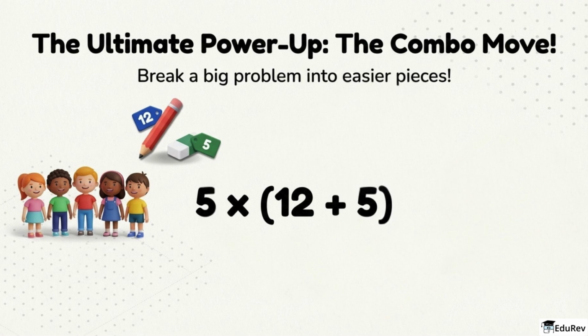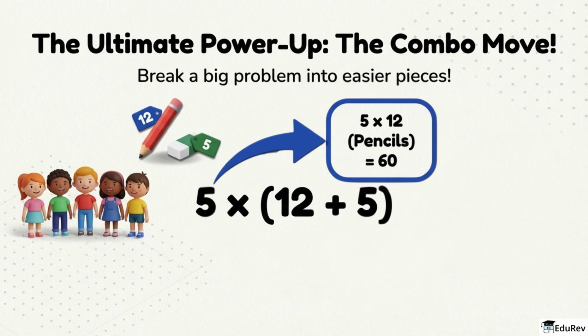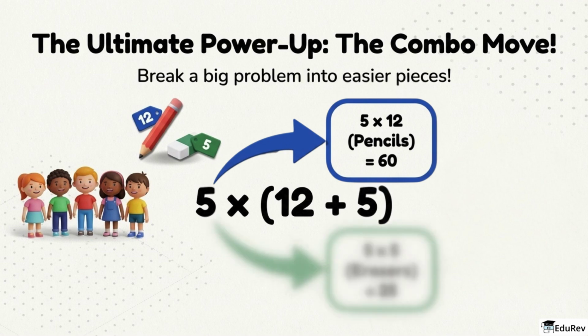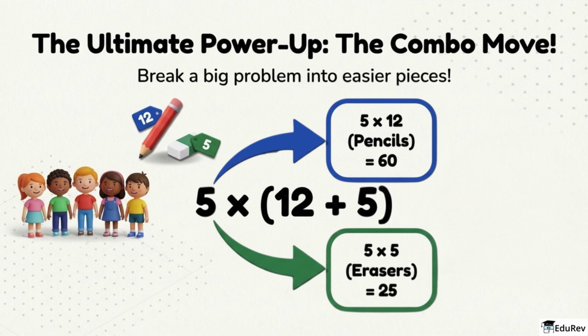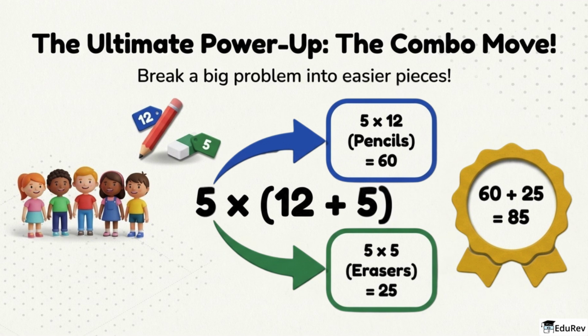Now let's learn a really smart move. Sometimes a big multiplication problem can be broken into smaller pieces. Look at this. 5 times 12 plus 5. Instead of doing everything at once, we can split it into 2 easy parts. 5 times 12 equals 60, 5 times 5 equals 25. Then we add the answers. 60 plus 25 equals 85. So breaking one big problem into smaller pieces makes the work easier. That is a powerful math habit.